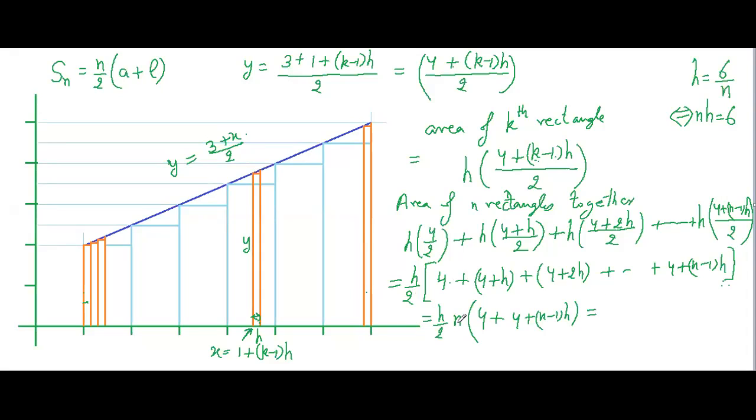And this is equal to, see, this is nh. Let me write again: nh divided by 2. Inside I have 4 plus 4, 8. This n into h is another nh. And minus 1 into h means minus h. This is equal to nh is 6. So up to this point, the calculation was done. After that, time was over. Now this is how much? This is 3 times 14 minus h.